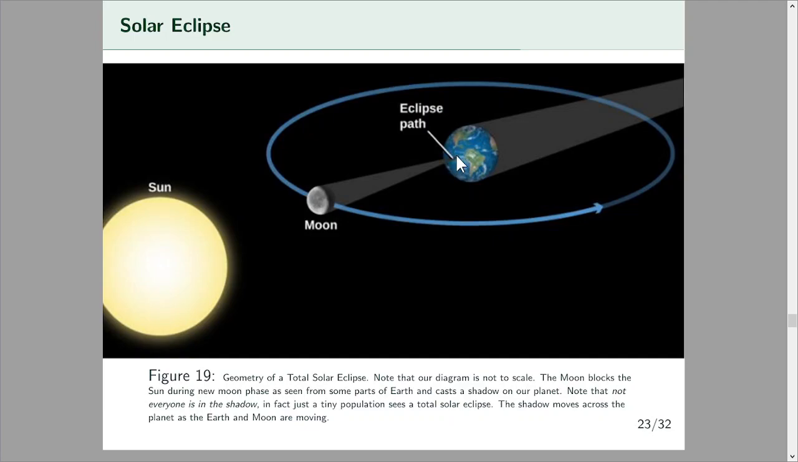And so if you happen to pass under that shadow while this is going on, you get a total eclipse, because this is the umbra. If you're in the penumbra, which is a good bit bigger, you'll get a partial eclipse. You might remember either a total eclipse or a partial eclipse from 2017, which is the last one we had in the United States.